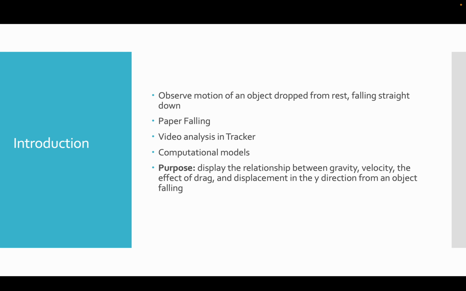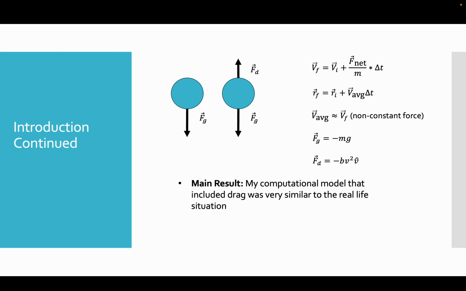Overall, the purpose of this lab was to display the relationship between gravity, velocity, the effect of drag, and position in the y direction from an object falling. Here you can see a model displaying an object with only the force of gravity and a model with the force of gravity and drag. These models illustrate the forces acting on the two different computational models, which will be viewed later.